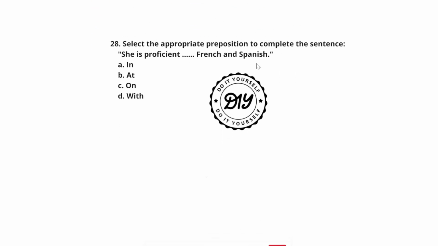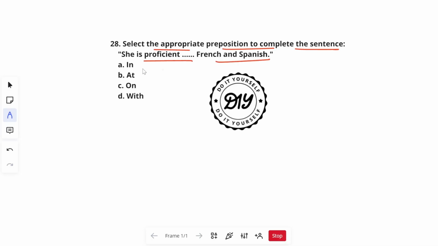The second DIY question that we have is, select the appropriate preposition to complete the sentence. The sentence is, she is proficient dash French and Spanish. The options are in, at, on, and with. Okay, make sure to attempt both the questions and write down the answer in the comment section.